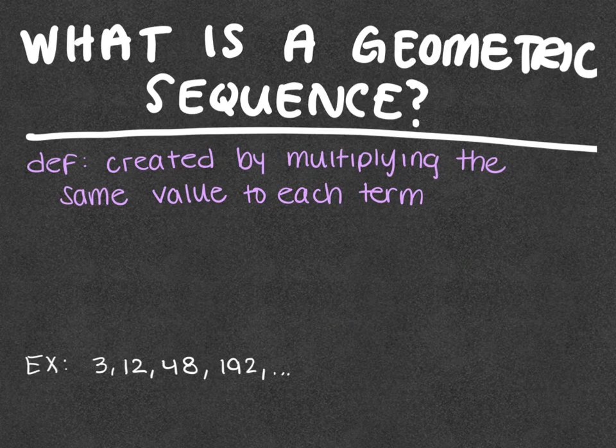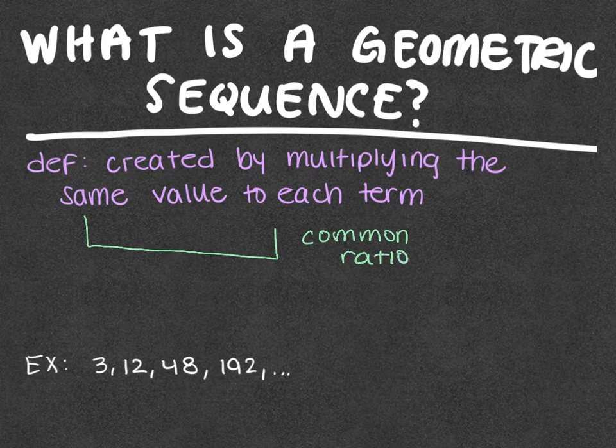A geometric sequence is a particular type of sequence that's created by multiplying each value by the same term, and we call that multiplied value our common ratio. And we use r to represent that in our equation. And again, we'll get to that later.